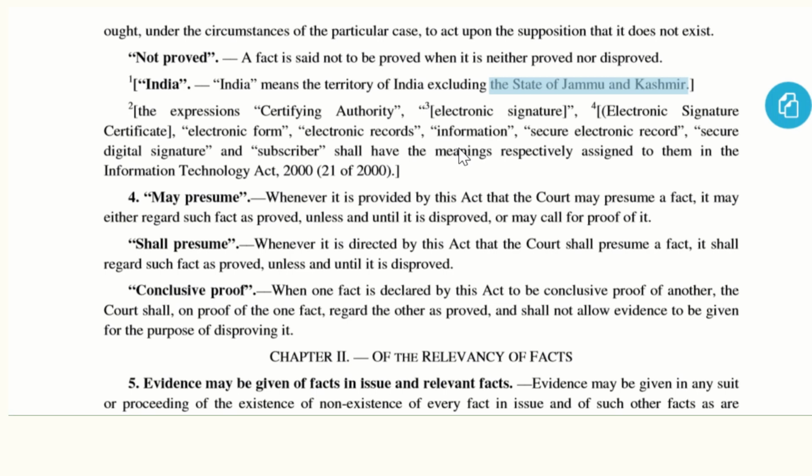To put it simply, in may presume, the court will say, come on, you come and prove this. But in shall presume, the court will not say so. The party has to only disprove it. That is the only option. In may presume, you have two options. You can disprove it, or the court may call for the proof of it. In shall presume, the party has to disprove it. That is the only thing. And conclusive proof, it is very important.